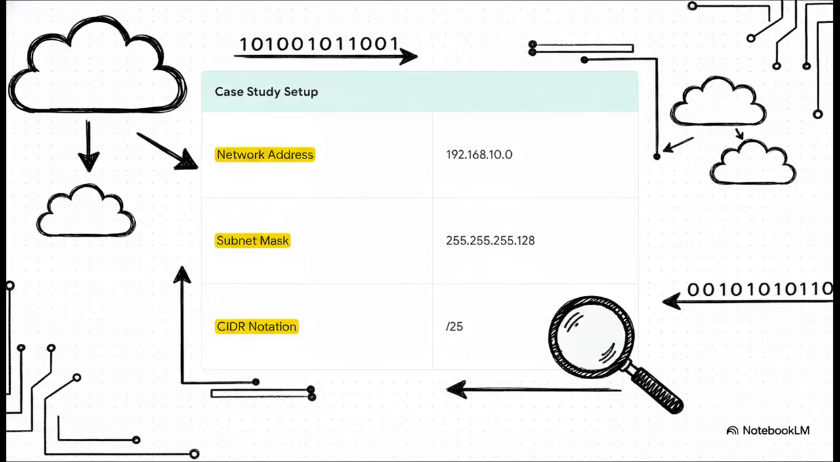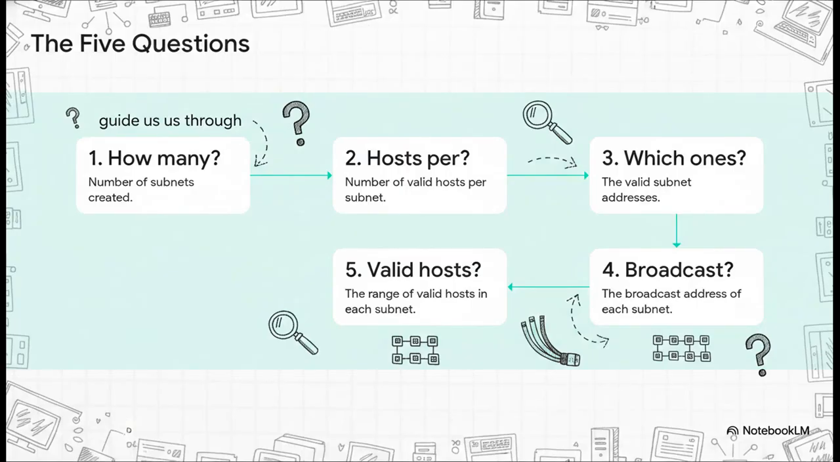We've got a network address, 192.168.10.0, and we're going to apply this subnet mask, 255.255.255.128. As we just saw, in CIDR notation, that's written as /25. Our mission is to figure out what new, smaller networks this mask creates for us. And to do that, we just have to answer 5 simple questions. This little framework is going to guide us through the entire process step by step. No getting lost, I promise.